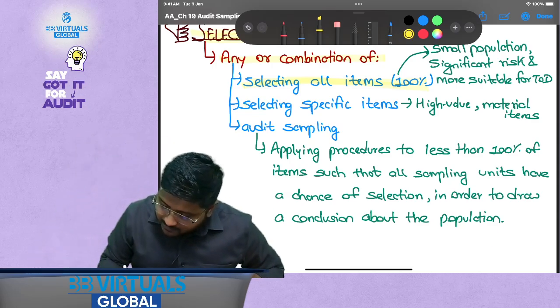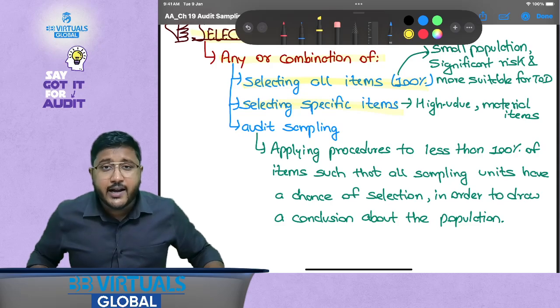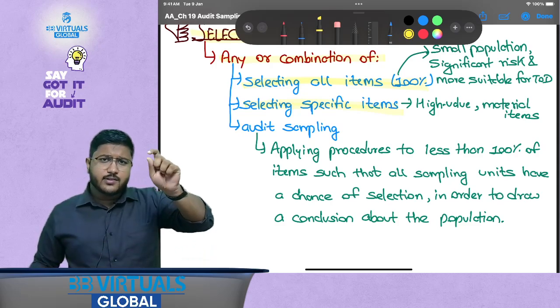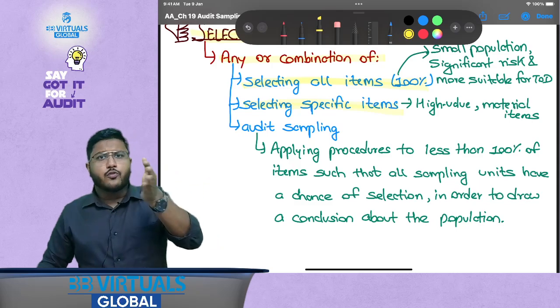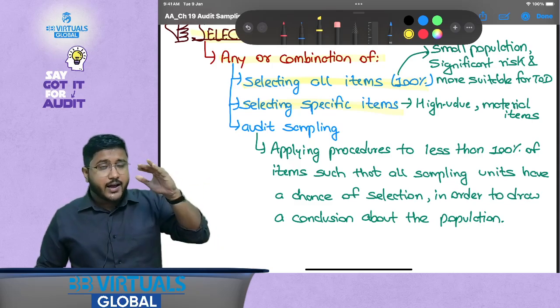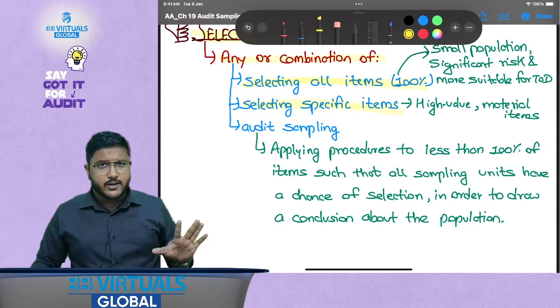Then selecting specific items. This is also generally called key items. Why are certain key items selected? For example, some particular item has not followed the due process, or some particular item has crossed the monetary limit that is set by the auditor, so such items could be selected.